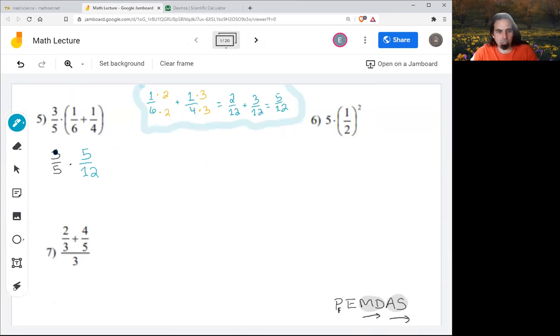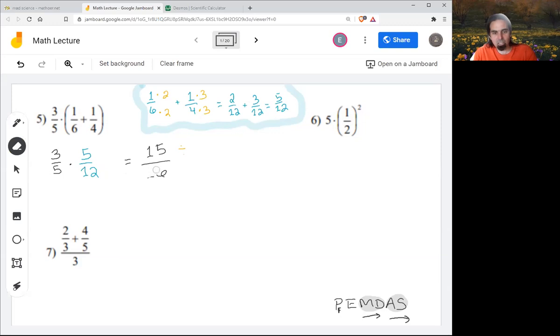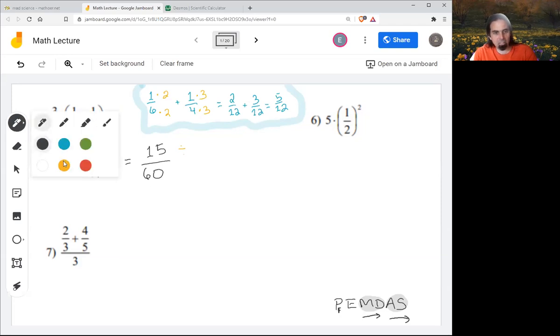Okay, now we're just multiplying 3 times 5, 5 times 12. If you want, you can just multiply. 3 times 5 is 15. 5 times 12 is 60. We'll say, oh, that's kind of big. I'm going to do some divided by, 16. Whoops, I wrote 16 instead of 60. I am sorry, that's me being confused. Okay, thank you for catching that.